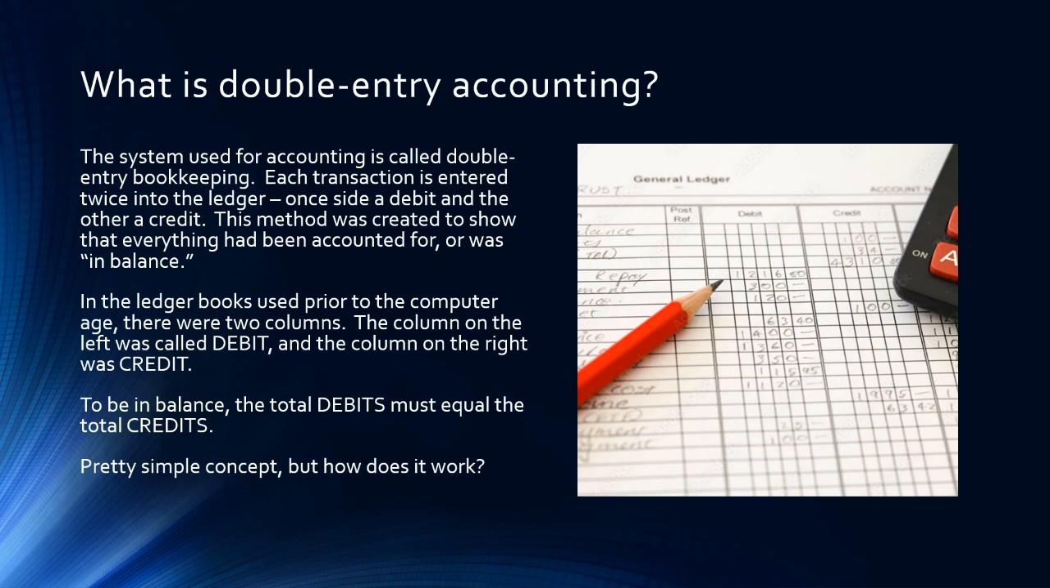In the ledger books used prior to the computer age, there were two columns. The column on the left was called debit and the column on the right was credit. To be in balance, the total debits must equal the total credits. Pretty simple concept, but how does it work?